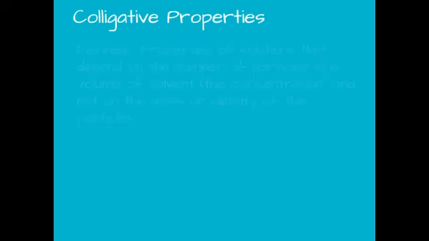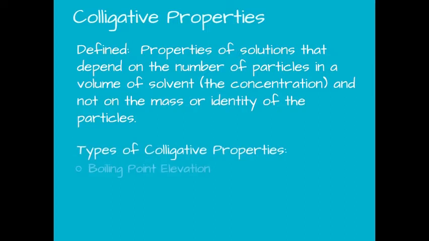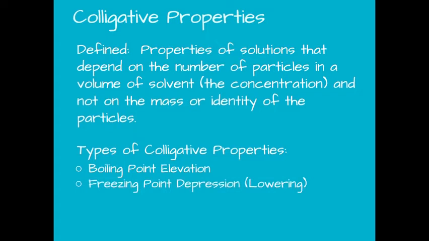Let's start with the definition. Colligative properties are defined as properties of solutions that depend on the number of particles that are dissolved in a volume of solvent, which is basically concentration, and not on the mass or identity of the particles. There are three types of colligative properties. One is called boiling point elevation. Another one is called freezing point depression, or sometimes it's called freezing point lowering. And the third one is called vapor pressure lowering. We're going to focus on boiling and freezing point.